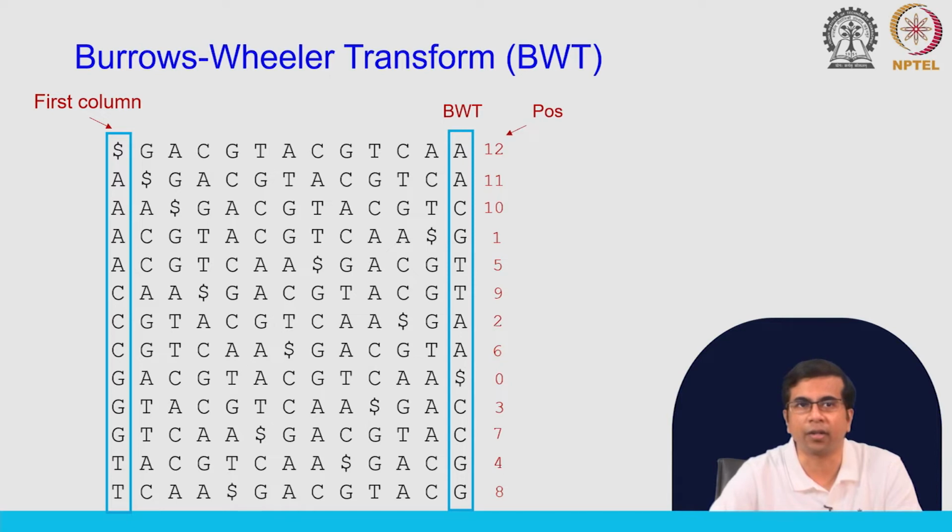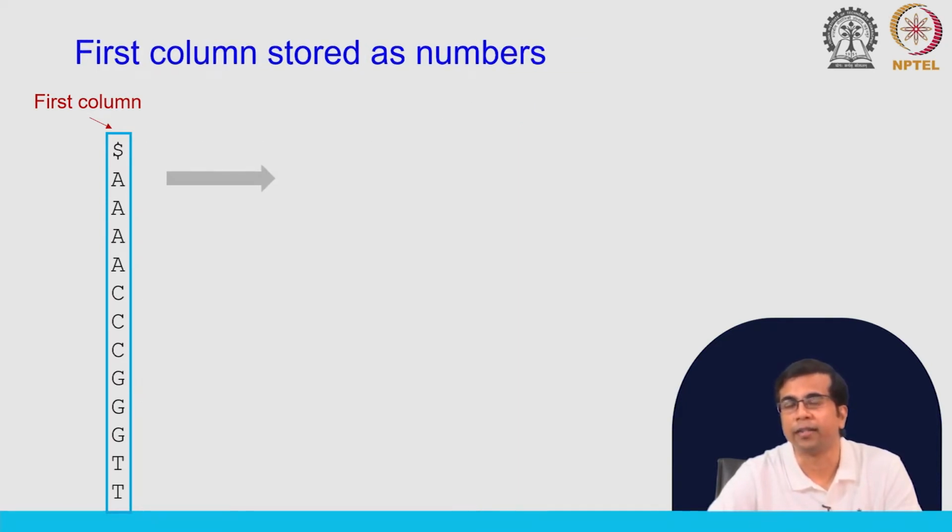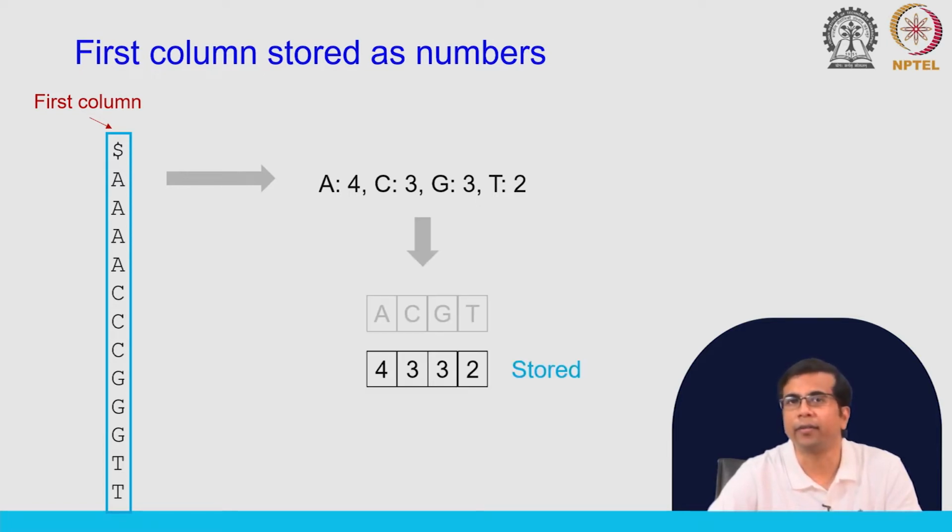Okay. If you see the first column, you have the letters A, C, G, T, which are lexicographically sorted. So, what we can do is simply store the number of A's, number of C's, number of G's, and number of T's. You have 4 A's, followed by 3 C's, then 3 G's and 2 T's. You can count how many A's, C's, G's, and T's you have, and then simply store this as 4332.